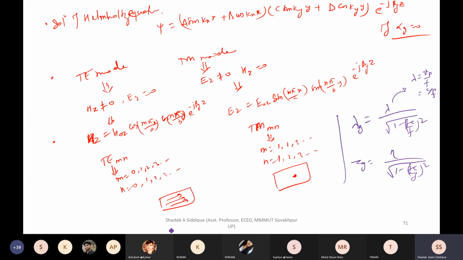Similarly, for the circular waveguide also, you can go through this once. Circular waveguide you can go through by yourself, and you can have the understanding of Bessel functions: Bessel of first kind, Bessel of second kind, why Bessel of second kind is not possible, why Bessel of first kind is only there, and the different roots of the equations, xnp dash, which are possible for that.